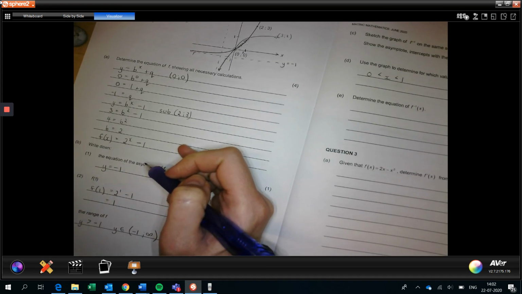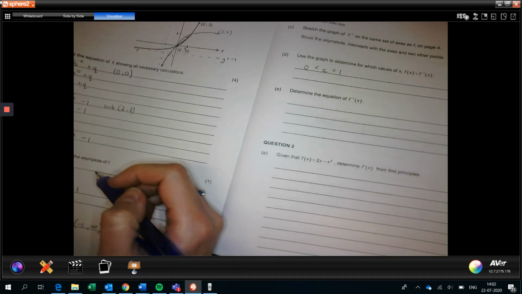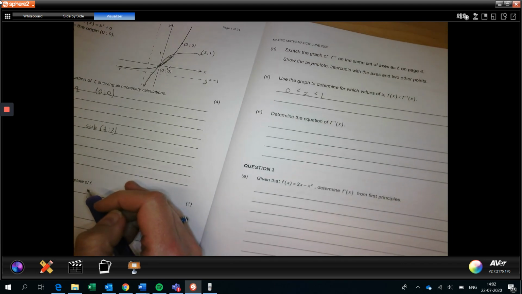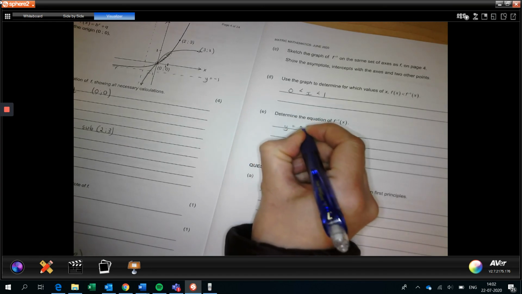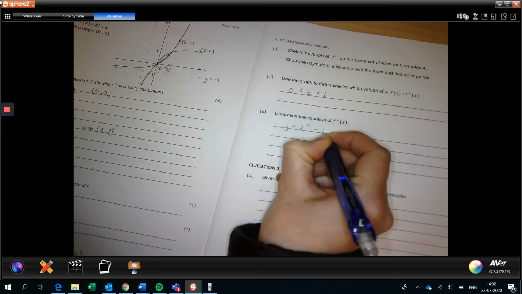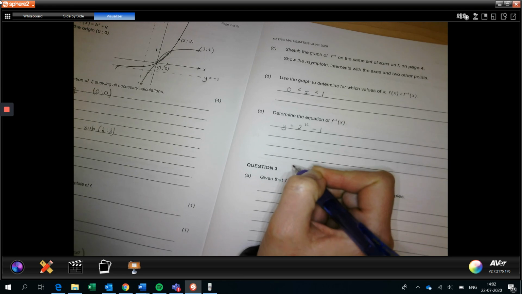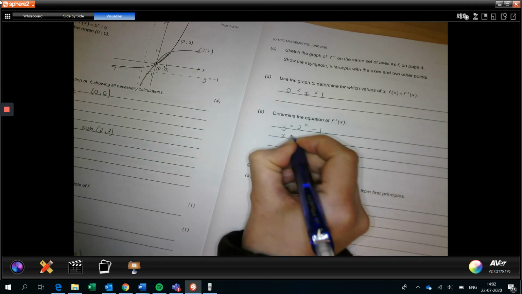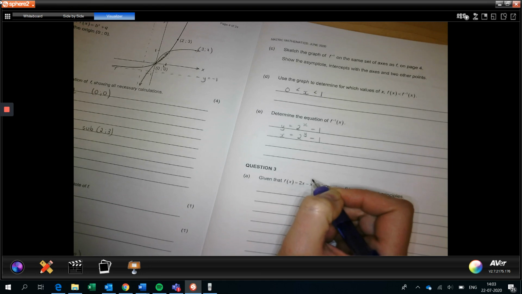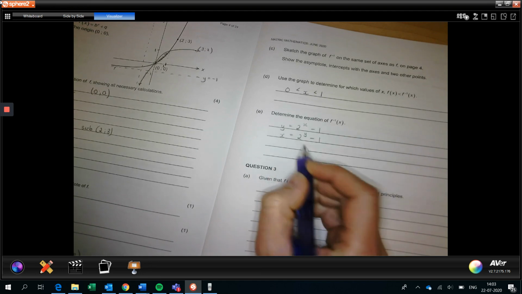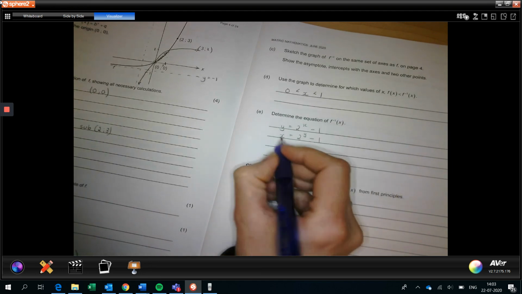Okay, determine the equation of the inverse. So you know that the equation of the inverse of an exponential is a log. So we've got y equals 2 to the x minus 1. When we find an inverse, the x and the y swap around. So we get x is 2 to the y minus 1. We can't write it like that. We have to write it as y, the subject of the formula.